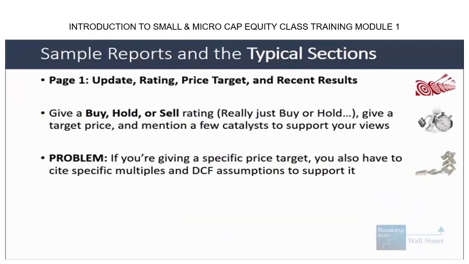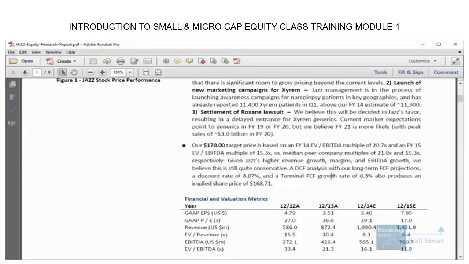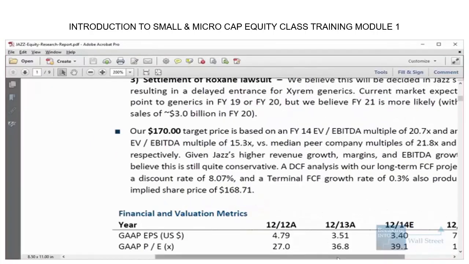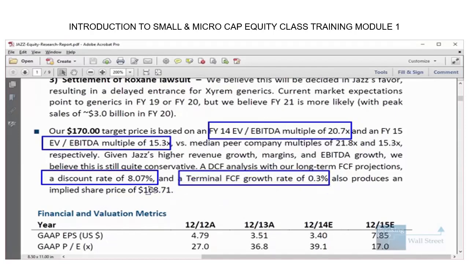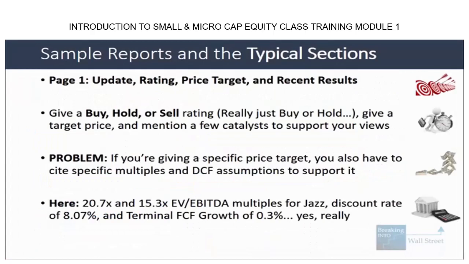One issue that comes up is that if you are giving a specific target price, you also have to give specific multiples and DCF assumptions to support it. So here, for example, we give an enterprise value to EBITDA multiple of 20.7x, and then one for the next year, 15.3x. We state how they compare to the median for the set of comparables. And then for the DCF analysis, we give the exact discount rate, the exact terminal free cash flow growth rate, and then the exact implied share price. Of course, all of this is a little bit ridiculous because you should always be looking at ranges, but this is just what you have to do if you're naming a specific target price.